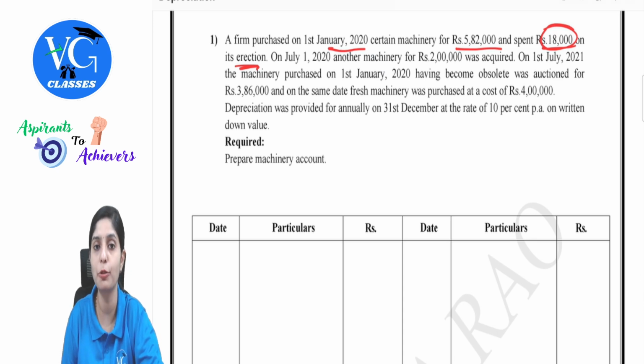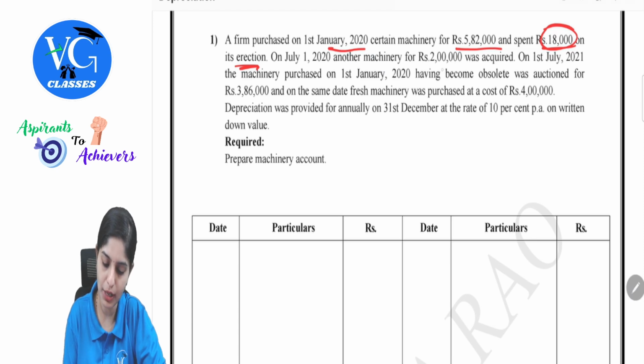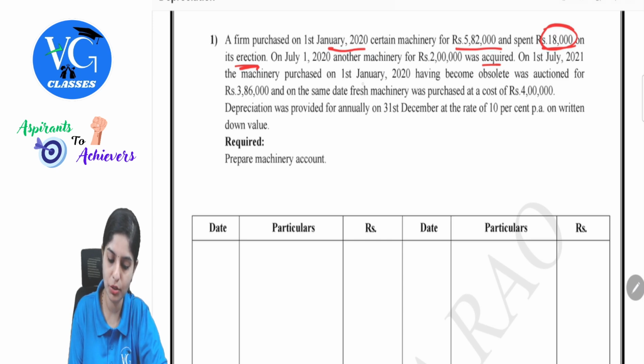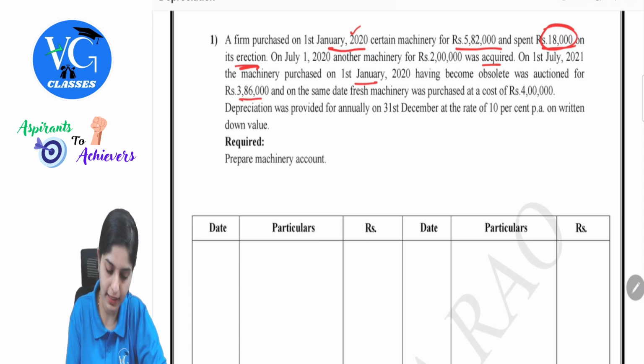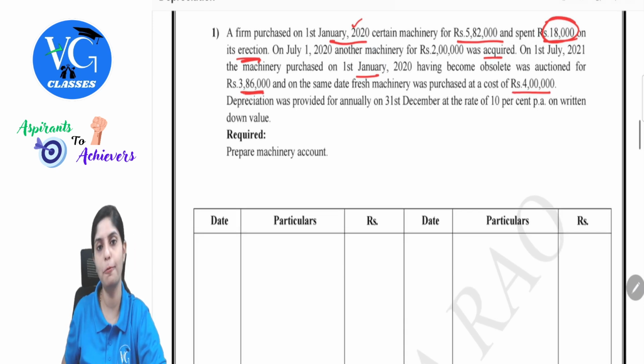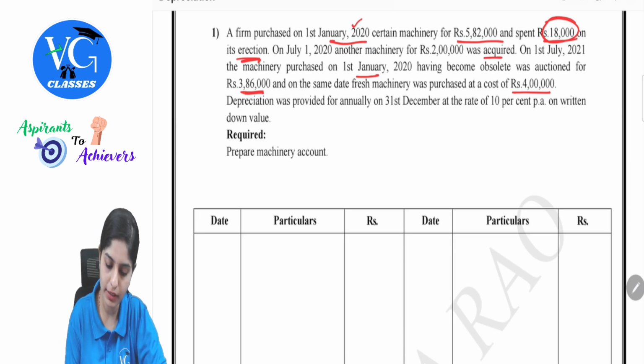So this becomes part of your cost. On 1st July, another machinery for 2 lakh was acquired. On 1st July 2021, the machinery purchased on 1st Jan 20, having become obsolete, was auctioned for 3 lakh 86, and on the same date, fresh machinery was purchased at a cost of 4 lakh. Depreciation was provided for annually on 31st December at the rate of 10% per annum.